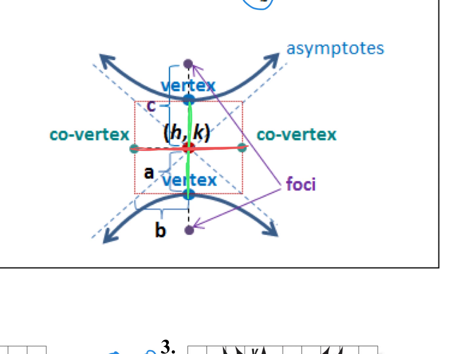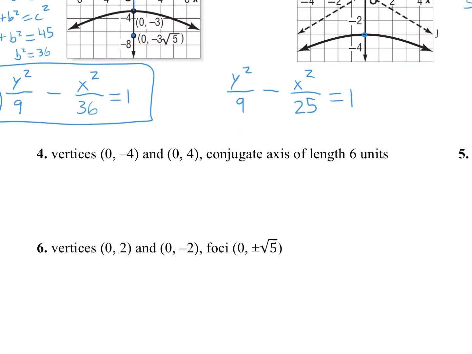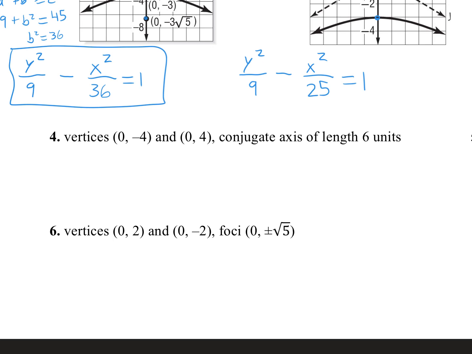All right, so I'll draw the same 2 axes on this one. So again, from vertex to vertex, that is called the transverse axis. It has a length of 2a. From covertex to covertex, that's called the conjugate axis and has a length of 2b. Right, so for number 4, we get the conjugate axis has a length of 6, so we could say 2b equals 6, so b equals 3.